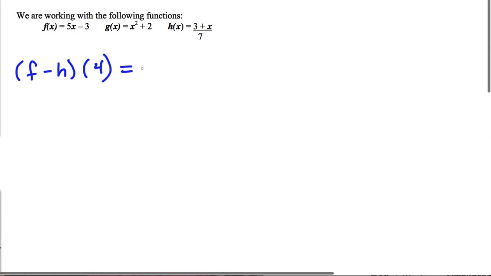Now, we're going to use the definition. So this f minus h of 4 simply means to subtract: f of 4 minus h of 4. Okay, now, so why don't we do this separately?